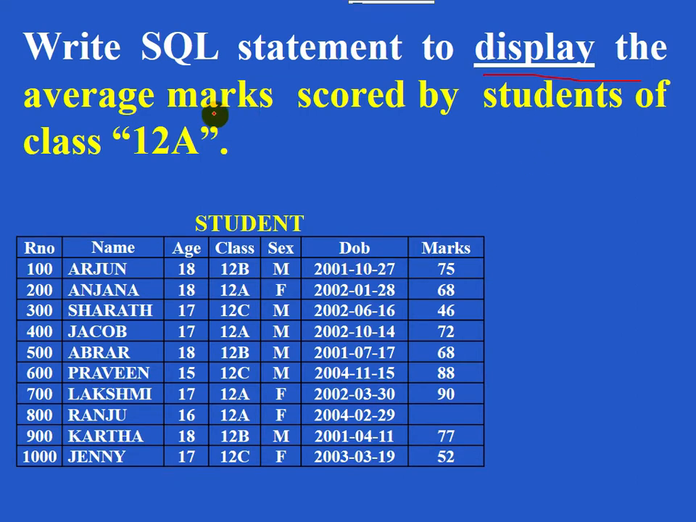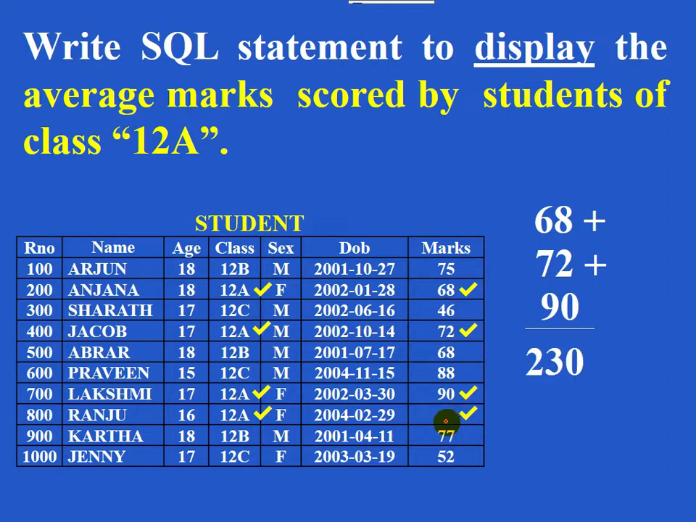Display the average marks scored by students of class 12A. So I want to find the average marks scored by students of class 12A, which means 68 plus 72 plus 90. This is a missing entry, nothing is there, equal to 230. So this is 230 divided by 3, because missing entry means nothing is there, it is not taken as 0, so it should not be divided by 4. It is 230 divided by 3, that is equal to 76.67.